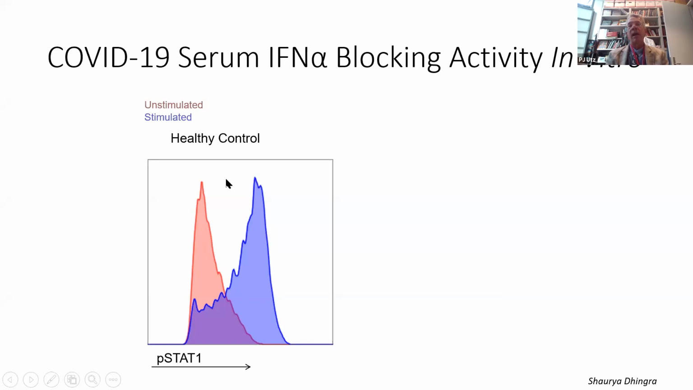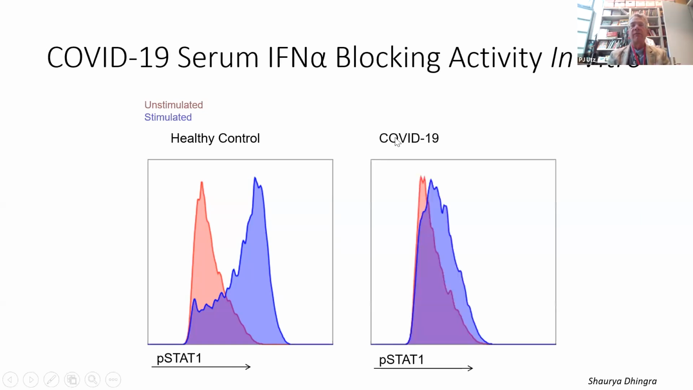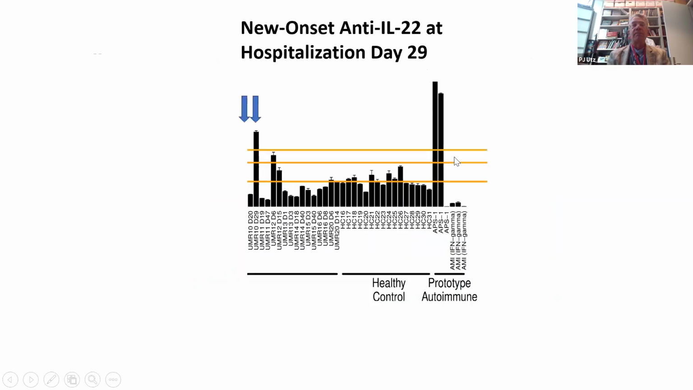If you throw in healthy control antibodies, nothing happens. There's still very good signaling. If you throw in samples from patients with COVID-19 with this blocking activity, they go back to looking as if they can't signal at all. So very clearly, these antibodies are blocking antibodies.